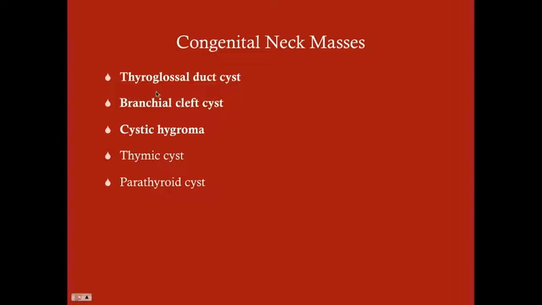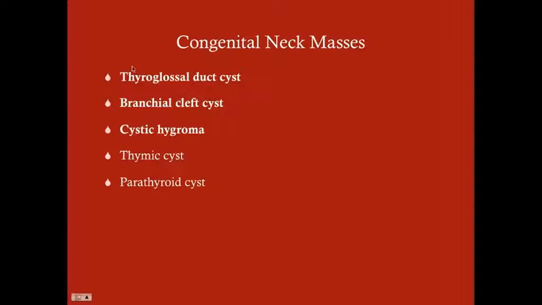Hello again, everybody. We're going to talk about congenital neck masses here, and because these are congenital neck masses, these have a tendency to present in children. So we're going to talk about these first three here, the thyroglossal duct cyst, the branchial cleft cyst, and the cystic hygroma. These three are more common than these last two, and so I bold-faced these here because I really want you to be aware of these. These last two are pretty rare, but the first three are likely to come up on the test.